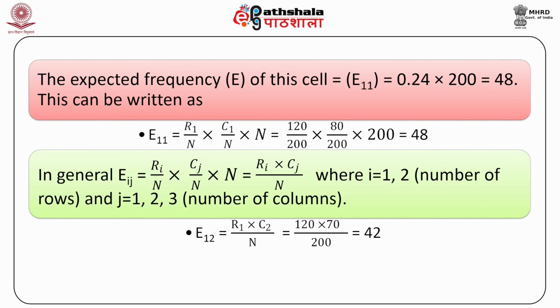and this comes out to be equal to Ri into Cj upon N, where i is 1 to 2, which is the number of rows, and j is equal to 1 to 3, the number of columns. In other words, we can say the expected frequency of any cell is found by multiplying the marginal frequencies of the corresponding row and column and then dividing this value by the total sample frequency. So we can find out similarly E12, etc.